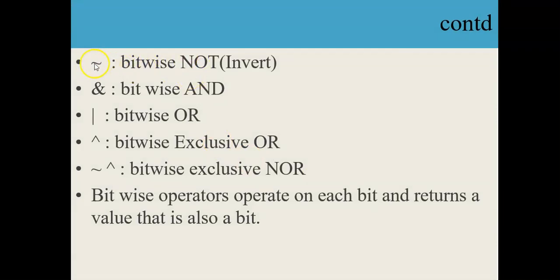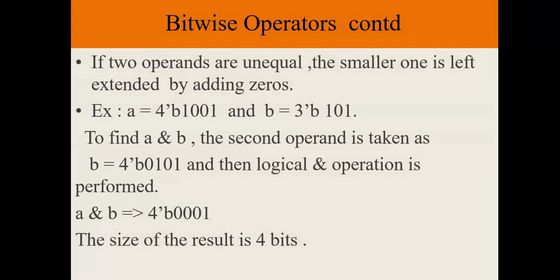Bitwise NOT is also called the inverse operator. Then bitwise AND, bitwise OR, and bitwise exclusive OR. Exclusive OR with NOT becomes XNOR. So bitwise operators operate on each bit, which is important, and return a value that is also a bit. Let us see this with an example.